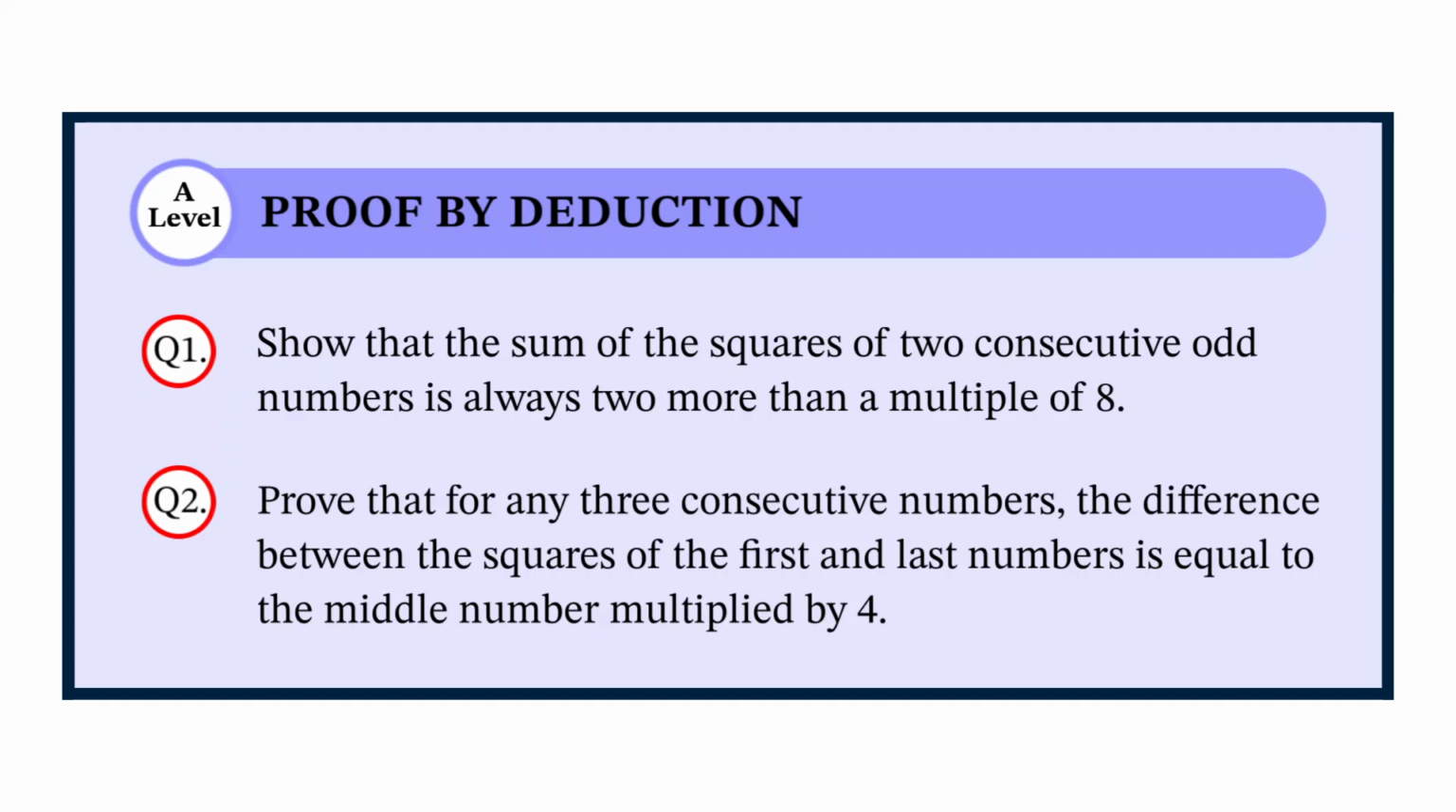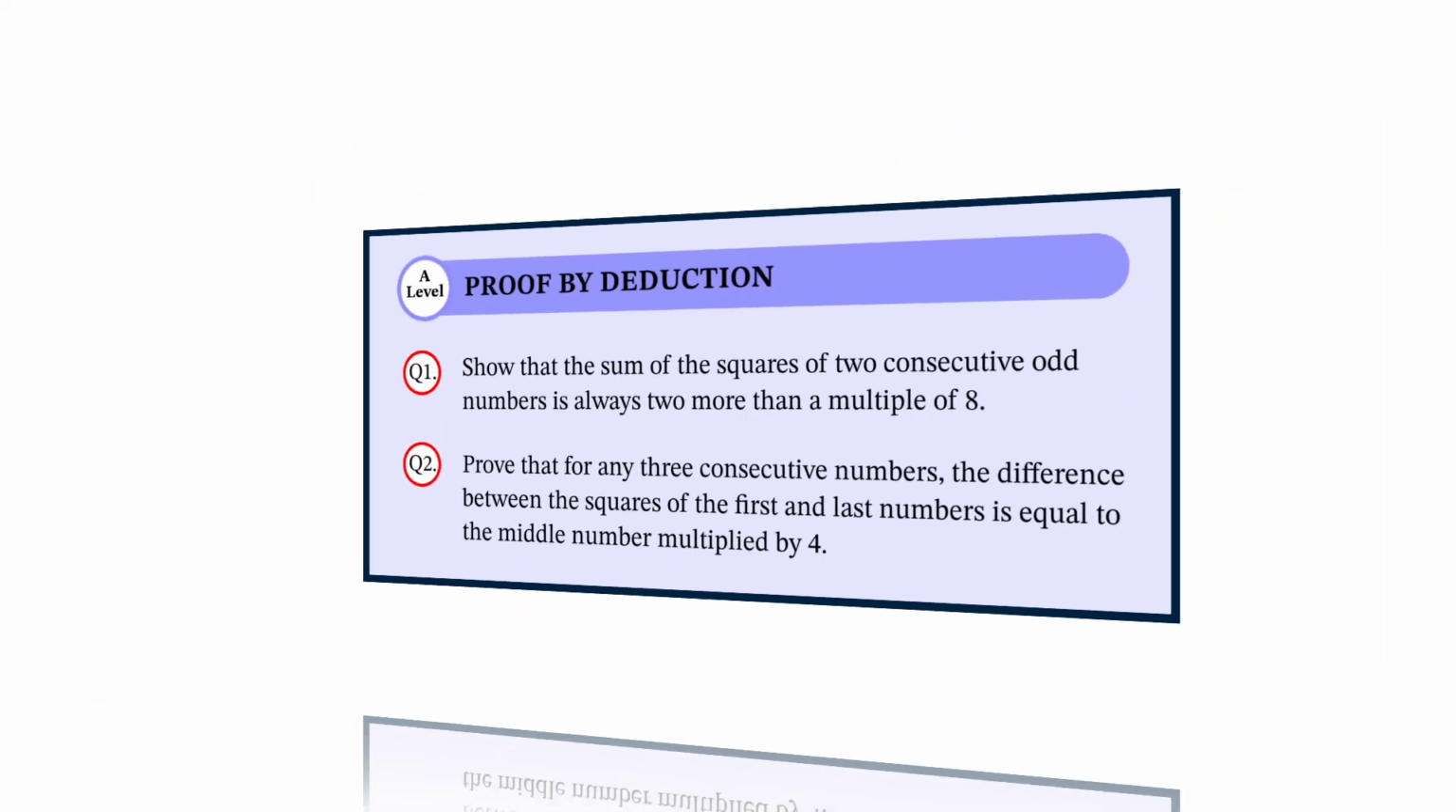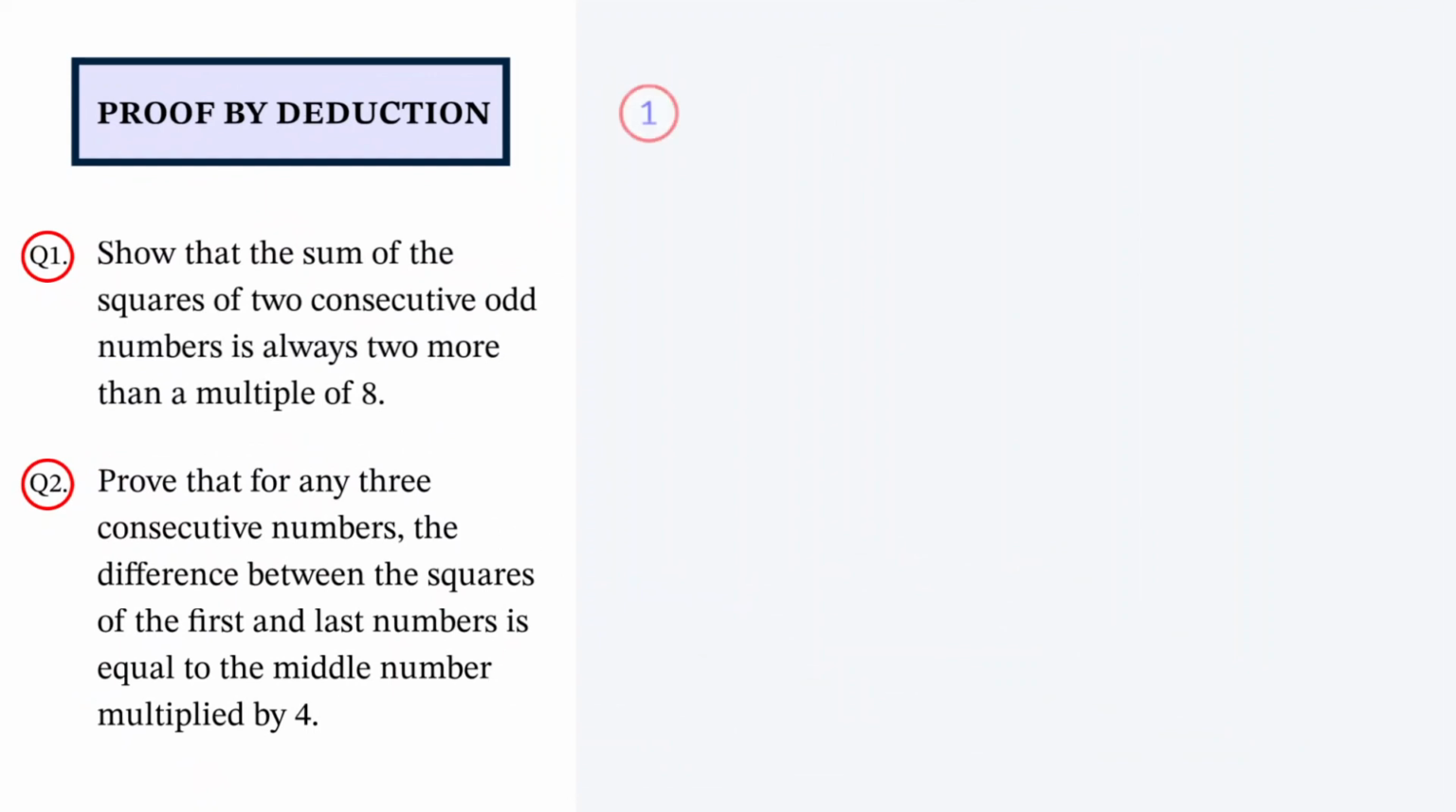In the first example, we've got to show that the sum of the squares of two consecutive odd numbers is always 2 more than a multiple of 8. And in the second, we've got to prove that for any 3 consecutive numbers, the difference between the squares of the first and the last numbers is equal to the middle number multiplied by 4. So let's have a look at the first question.